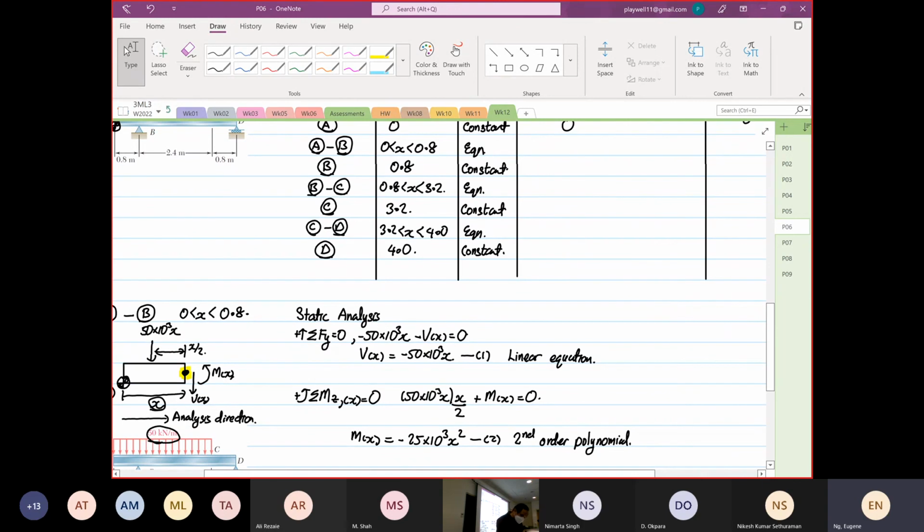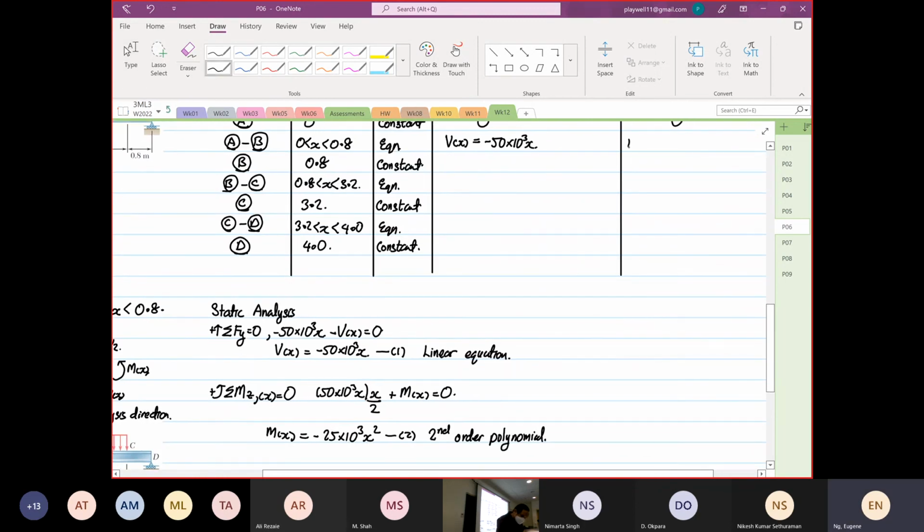So we have determined V as a function of x is equal to minus 50 times 10 to the power 3x. M as a function of x over here is equal to minus 25 times 10 to the power 3 x squared. Okay. So those are equations.